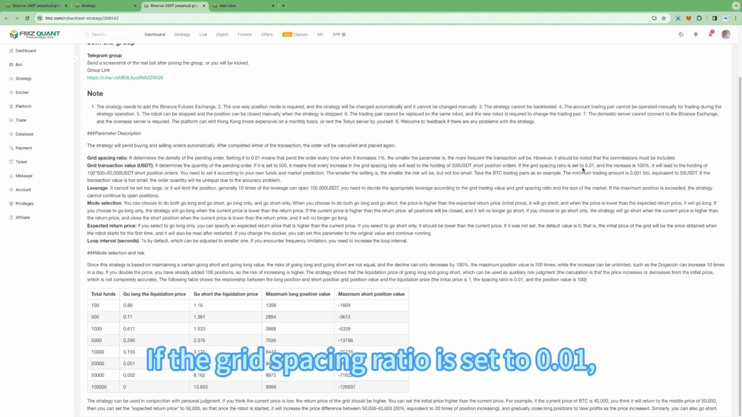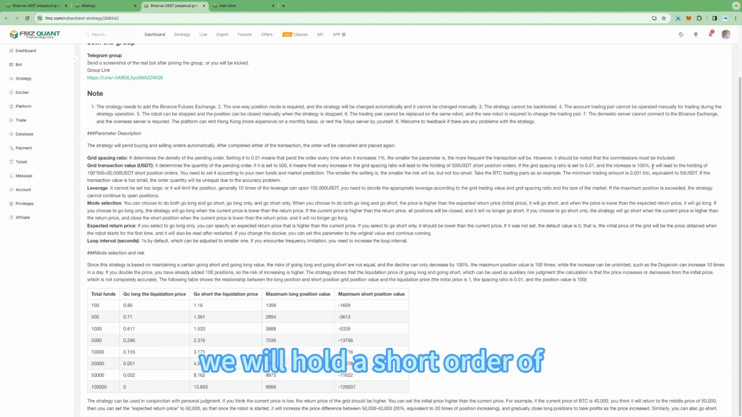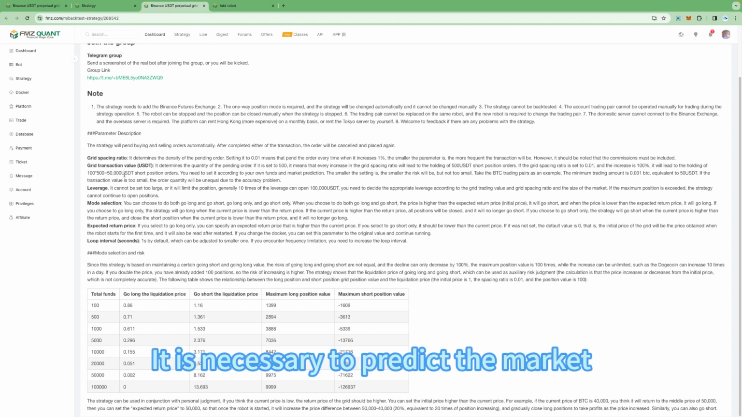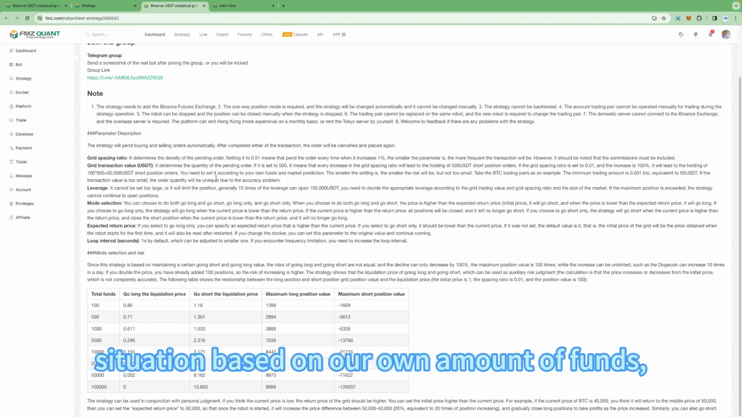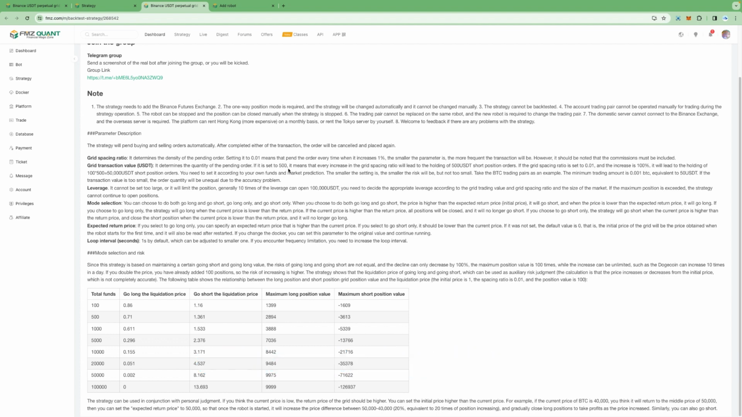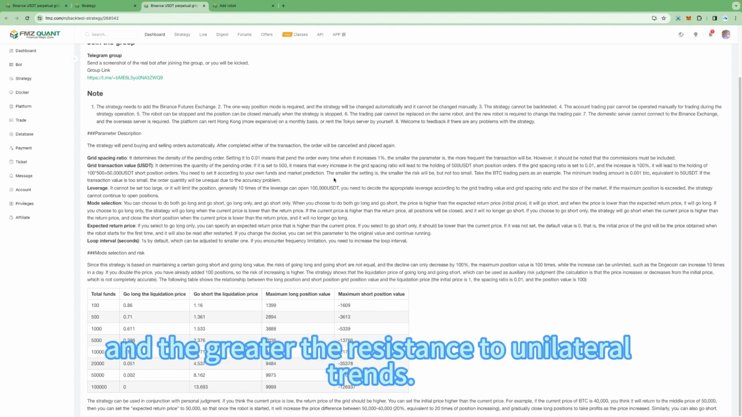If the grid spacing ratio is set to 0.01, which means the price has increased by 100%, we will hold a short order of 50,000 USDT. It is necessary to predict the market situation based on our own amount of funds and then set this parameter. The smaller the setting, the smaller the risk. That is, the smaller the holding scale of each grid node, and the greater the resistance to unilateral trends.